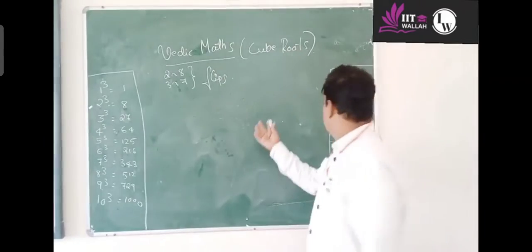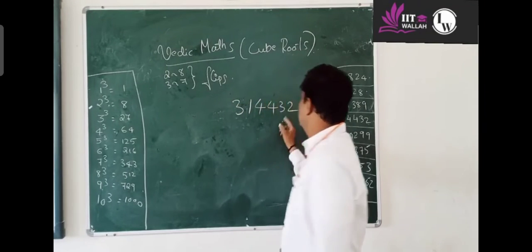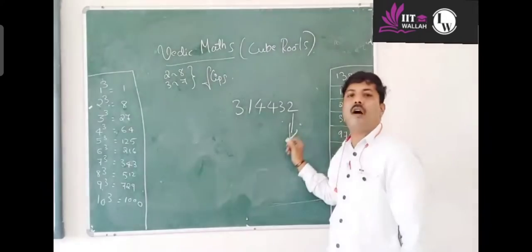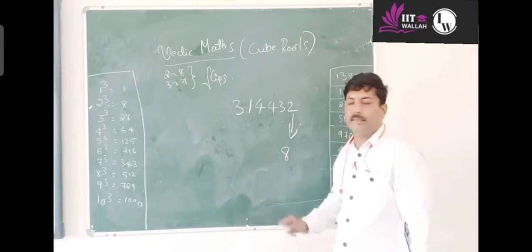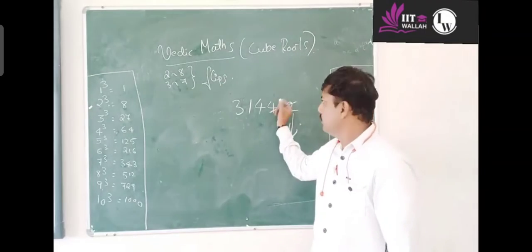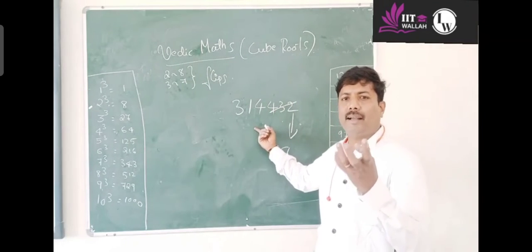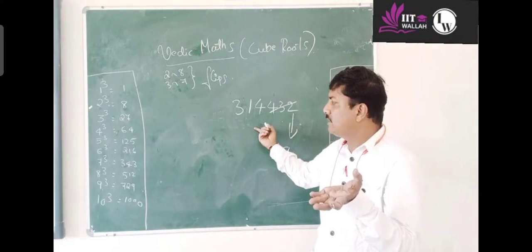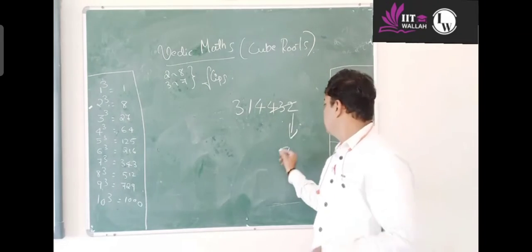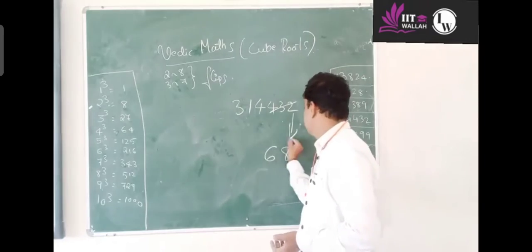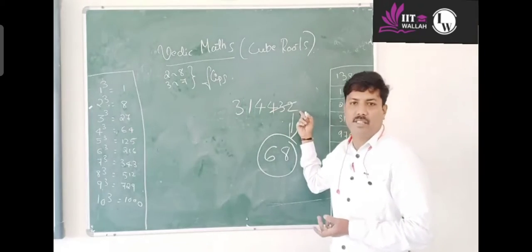Let us take another number. 314432. The last digit is 2. So the last digit of its cube root would be 8, as discussed, and cut the first 3 digits. And the remaining number is 314. So which is the perfect cube nearby 314, below 314? It is 216 and its cube root is 6. So 68 is the cube root of this big number, a 6 digit number.